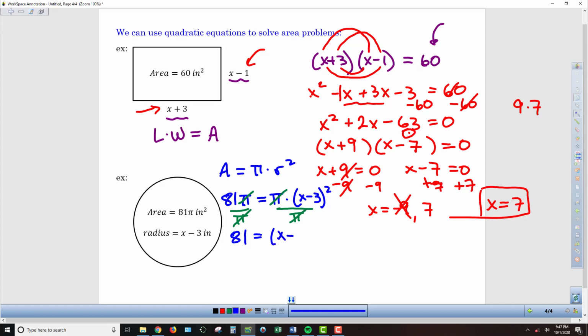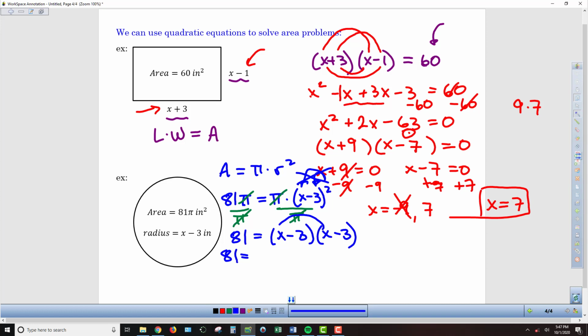But I need to write this out as x minus 3 times x minus 3. I have to remember that I have to FOIL this. I can't just square the individual pieces. Exponents don't distribute. I can't do this. It's a big no-no. So I have to use this full FOIL technique to multiply out what I have here on the right-hand side. So I still have this 81, but now I'm going to FOIL.